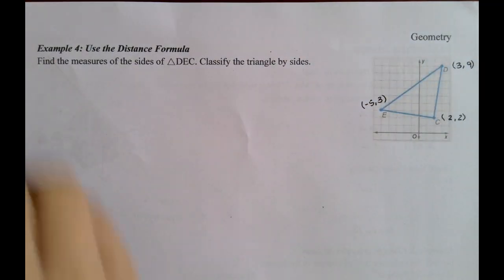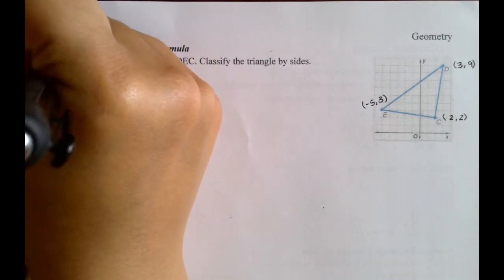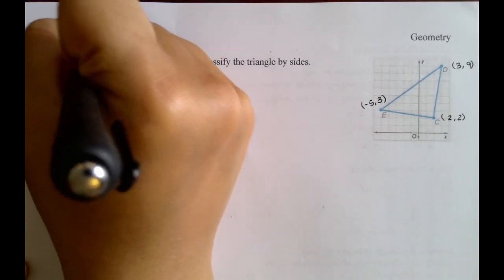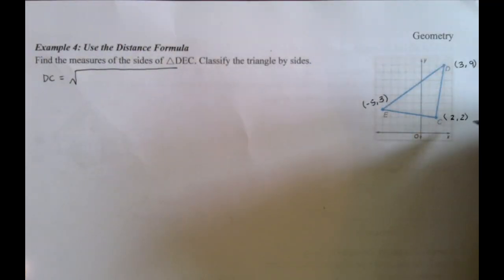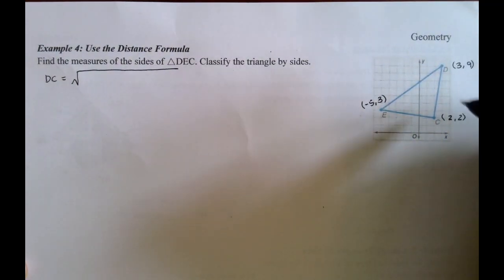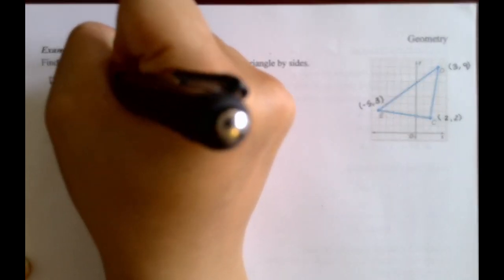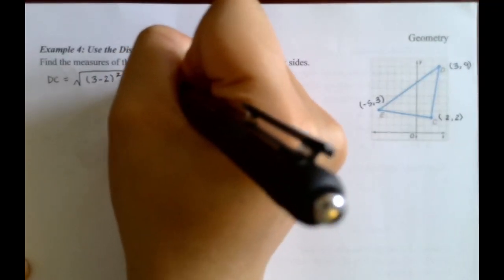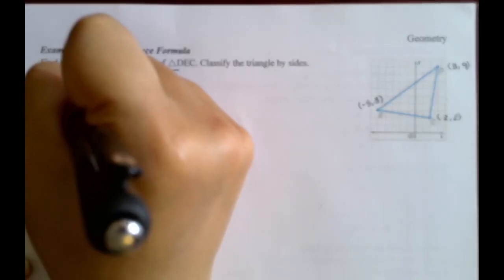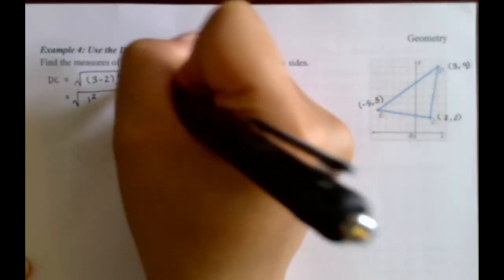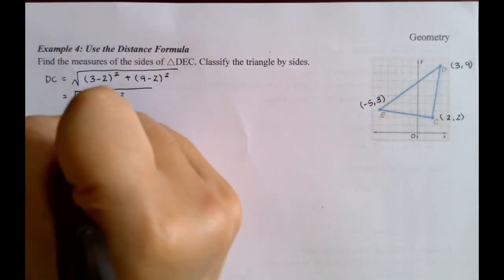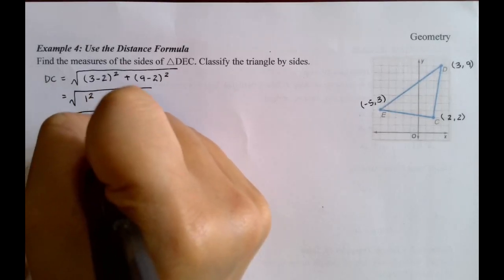So I'm going to find the distance of each side, so I'm going to do DC first. It doesn't matter which one I start with. So I'm going to do y2 minus y1 squared plus x2 minus x1 squared, and then square root it. So I'm going to start with the x's: 3 minus 2 squared, plus 9 minus 2 squared. 3 minus 2 squared is 1. 9 minus 2 squared is 7. 1 squared is 1. 7 squared is 49. And 1 plus 49 is 50.